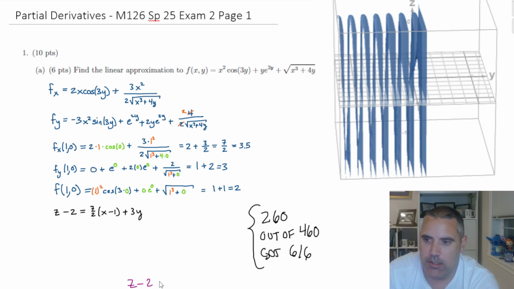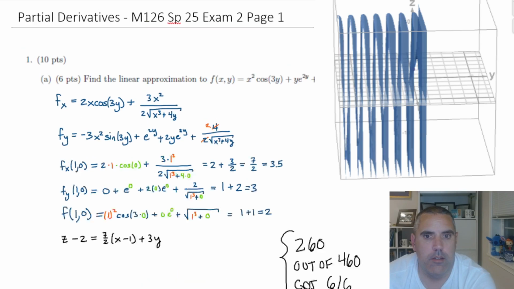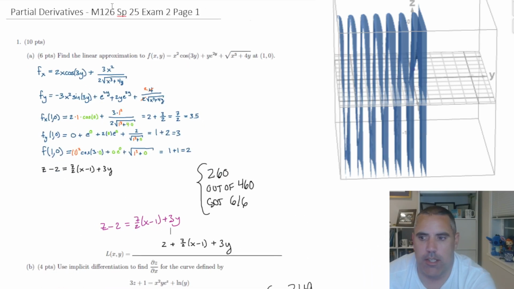So, as I mentioned in class, you could also write it this way. And if anybody got marked down for writing it in an equivalent way, just let me know, and I'll give you those points back, or you can ask in the regrade. But if we write z by itself, we think of it as a linear approximation.